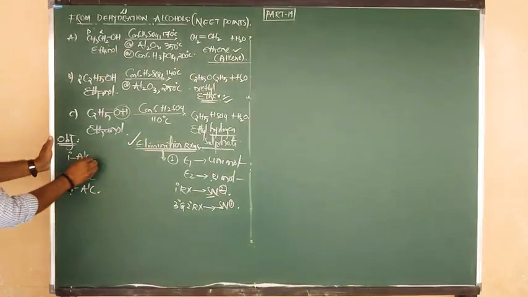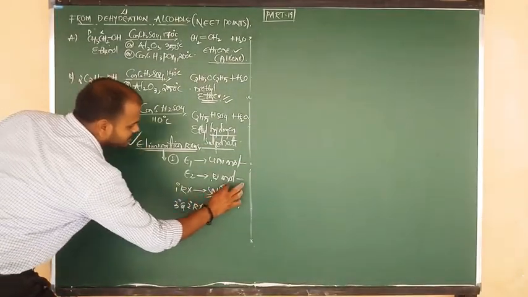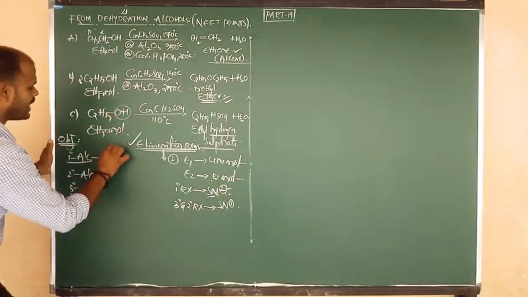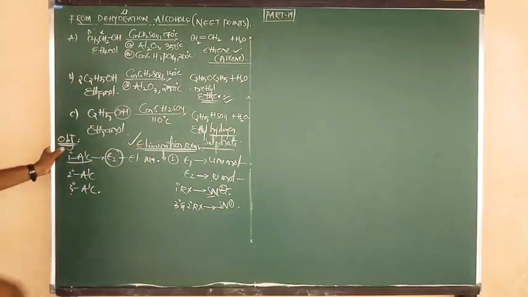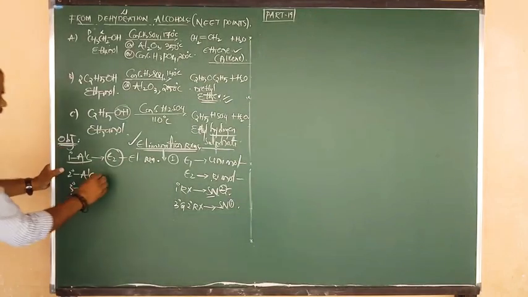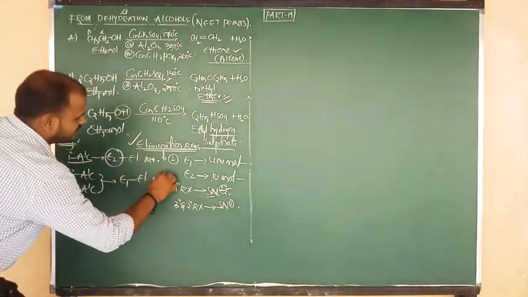So here, primary alcohols, as I just told you, mostly prefer which mechanism? Bimolecular mechanism, which means they undergo E2 elimination reaction. Primary alcohols prefer E2 elimination reactions, and secondary and tertiary alcohols mostly prefer E1 elimination reactions.